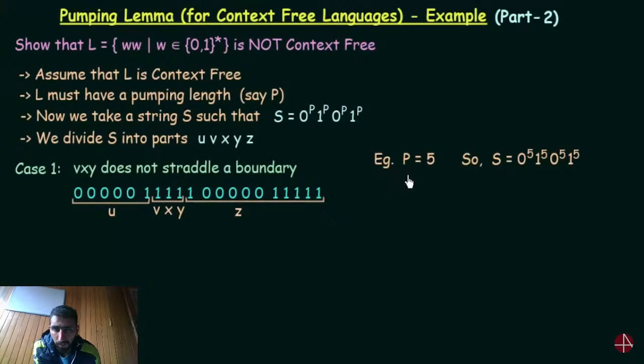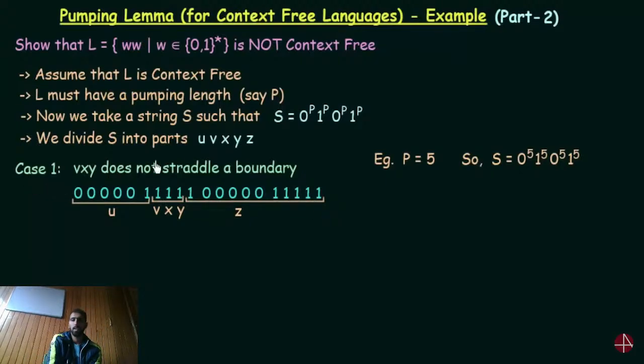Alright, so first we will take our pumping length as 5. We assume that our pumping length P is equal to 5. So if P is equal to 5, then we have 0 power 5, 1 power 5, and so on. So if I expand and write it here, this is how my string looks like. 5 number of zeros followed by 5 number of ones followed by 5 number of zeros and 5 number of ones. Now let's look at case number 1.